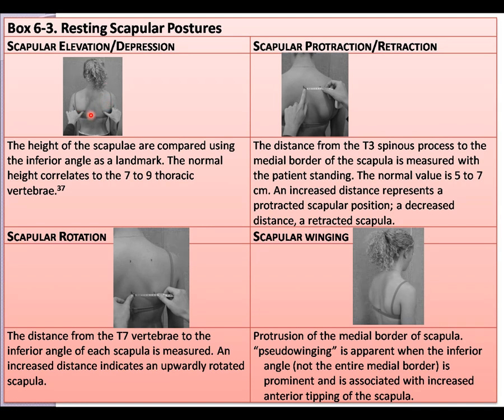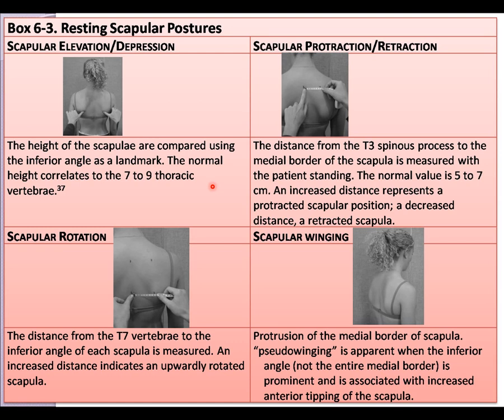So if they're both even, we would like to know if they're between 7 and 9 thoracic vertebrae, but if nothing else, are they at least both even? That'll give you your elevation, depression. Are they the same bilaterally, or are they different? Protraction, retraction is something that we're going to want to look at, because forward shoulder posture is definitely about protraction. Retraction is usually more about muscle spasm and things like that. We definitely see way more protraction than retraction.